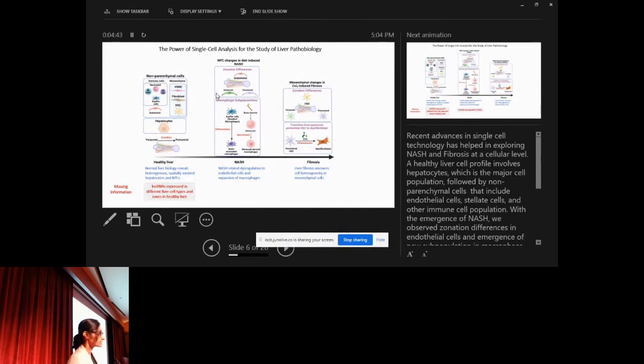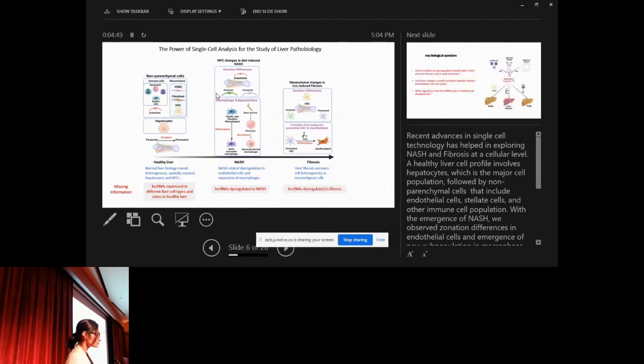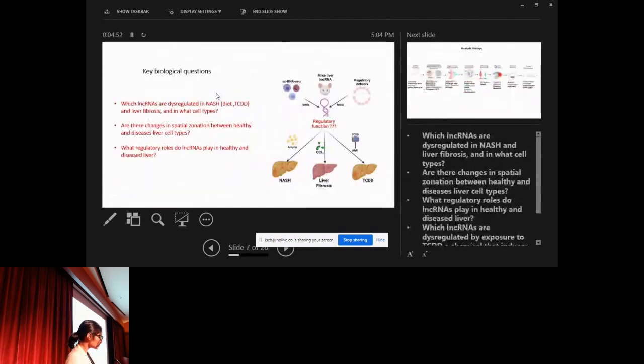So basically, what are the lncRNAs that are detected in these different cell types? And which of them are actually responsible in NASH and fibrosis? That helps me to formulate my key biological questions here: which lncRNAs are dysregulated in NASH and fibrosis? In this case, I'm using a diet-induced model and a TCT, which is basically a chemical exposure model, to actually look into lncRNAs in more detail.